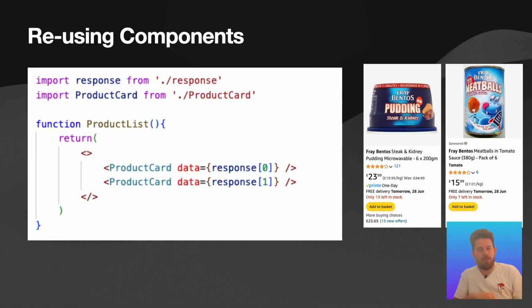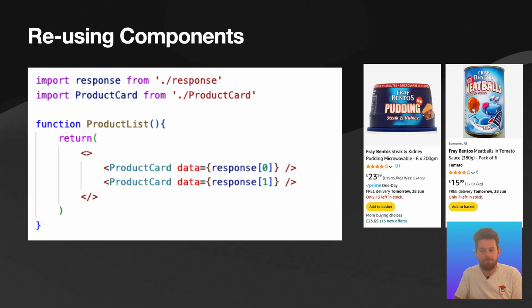What we can then do is feed the different data into each of those product cards. So for example, we've got response at index 0, which was that steak and kidney pudding data. And then we've also said, go ahead and render another product card, but instead put in the second element, response at index 1. So this is a really good way of being able to just program one product card, and then we use the data to make sure that each displayed bit of the user interface is displayed with the correct data.